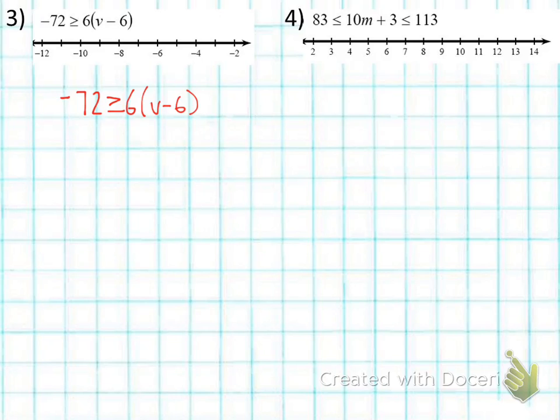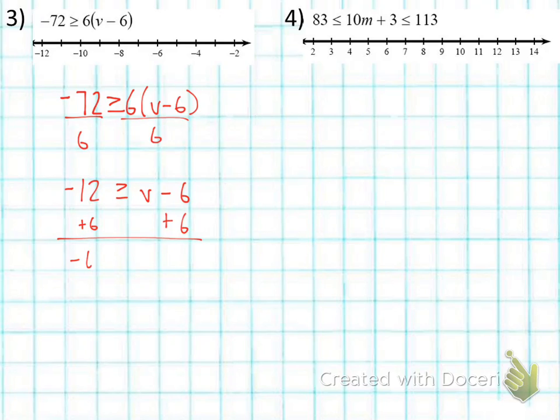Okay, so the first thing, you could distribute. I showed you how to distribute last time. I'm going to do it differently. Watch this carefully. This is like saying 6 times this quantity. Another way you could have done it is just divide both sides by 6 in the front. So we got negative 12 is greater than or equal to v minus 6. Add 6 to both sides.